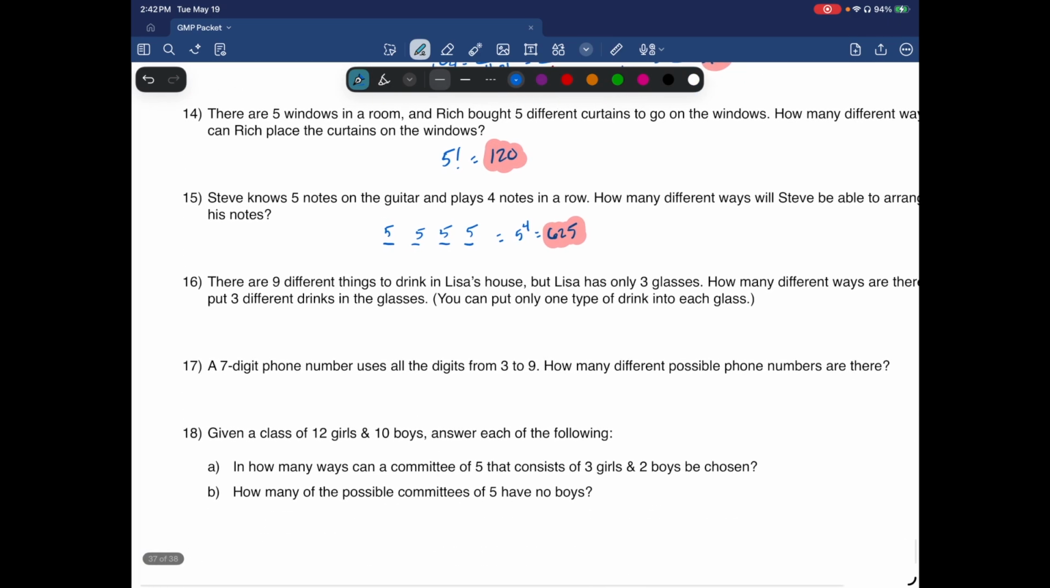Okay, 16. There are 9 different things to drink in Lisa's house, but Lisa only has 3 glasses. How many different ways are there to put 3 different drinks in the glasses? You can only put 1 type of drink in each glass. Okay, so order matters.